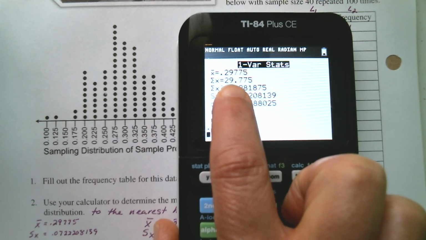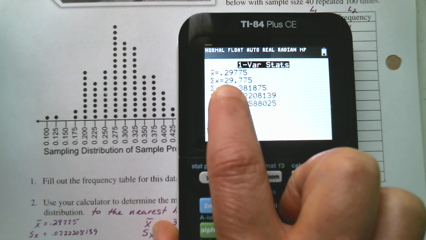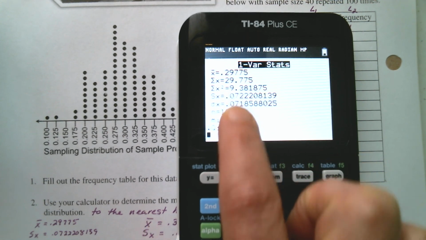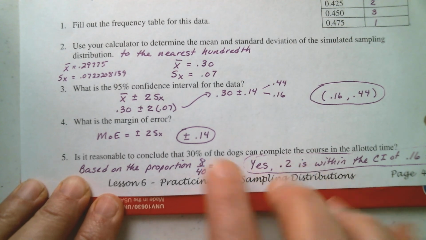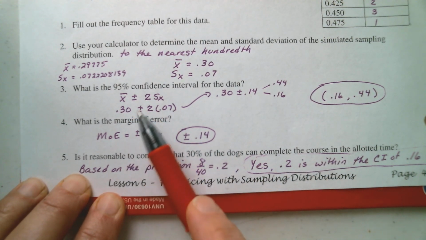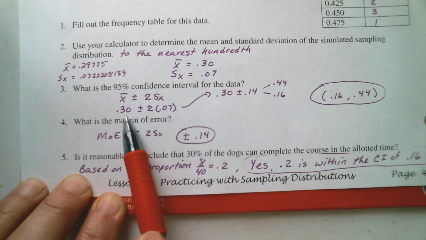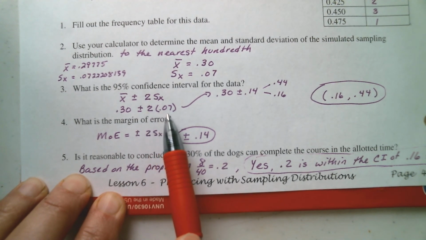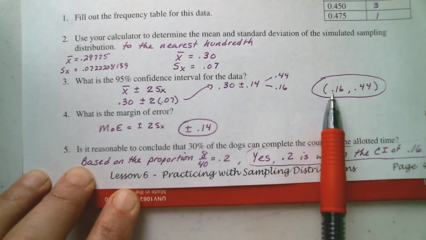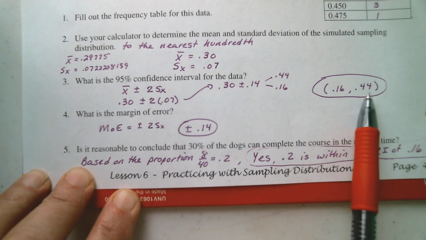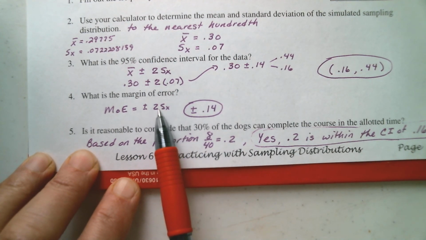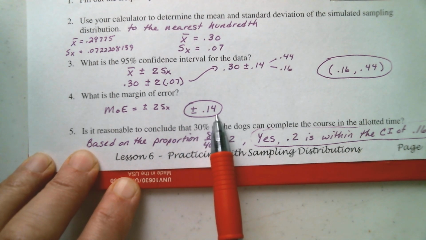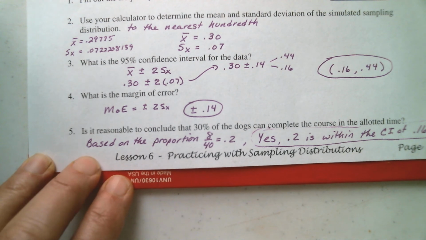And the mean, rounding to the nearest hundredth, is 0.297, which rounds up to 0.30, and the sample standard deviation is 0.07, again rounding to the nearest hundredth. Then the confidence interval is the mean plus or minus 2 times the standard deviation, so 0.30 plus or minus 2 times 0.07. We get a confidence interval of 0.16 to 0.44. The margin of error is simply plus or minus 2 standard deviations, so 2 times 0.07 is 0.14. Plus or minus 0.14 is our margin of error.